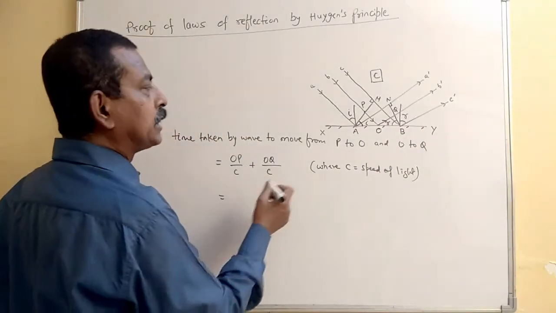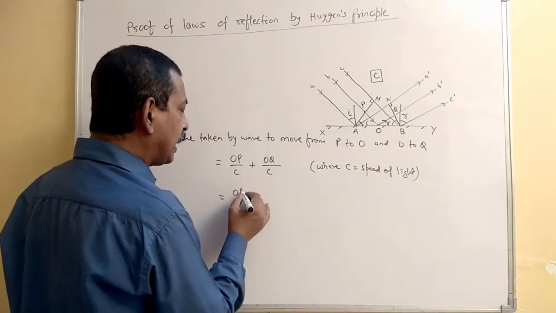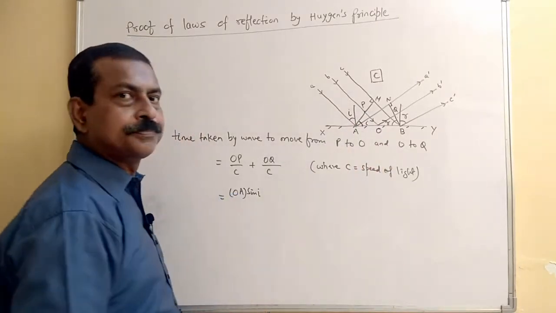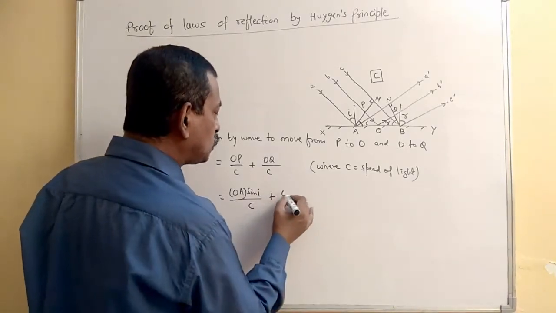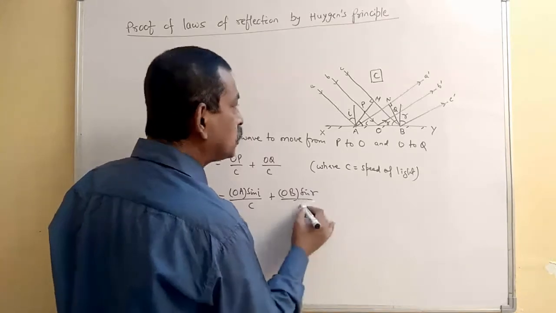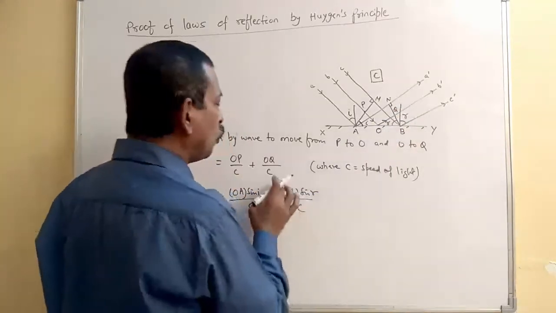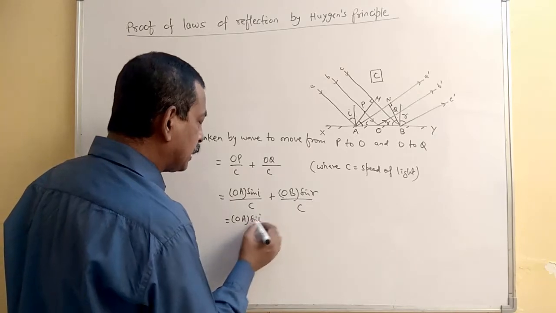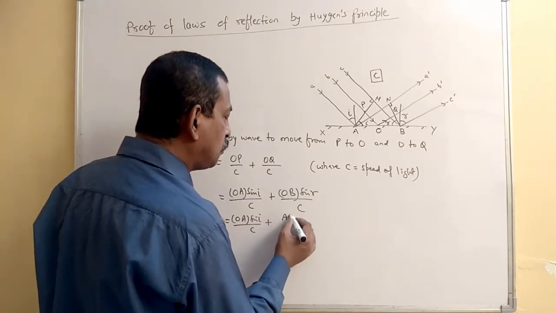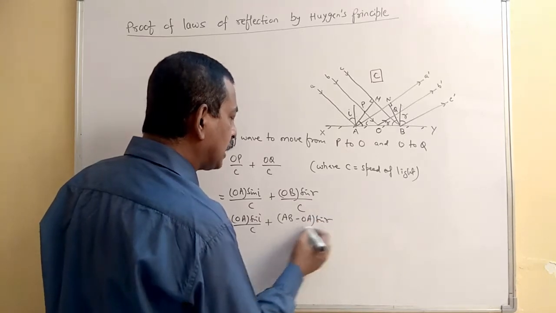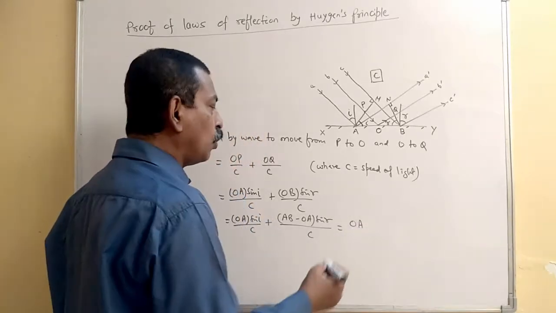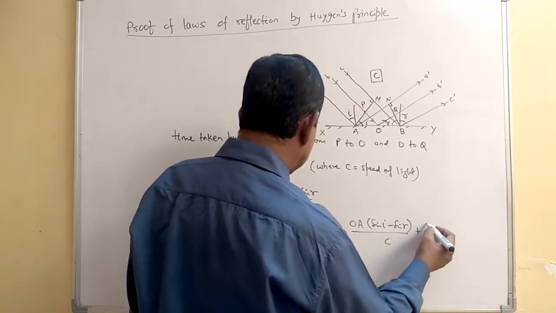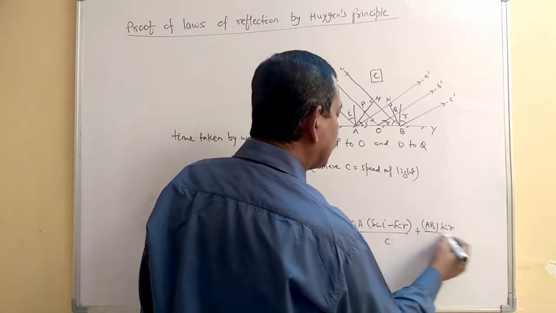So this OP can be written, if you take this particular triangle, OP will be OA sin I by C plus OB sin R by C. For OQ, it will be OB into sin R. And this is OA sin I by C. OB can be written as your AB minus OA sin R by C. So this is your OA sin I minus sin R by C plus AB sin R by C.